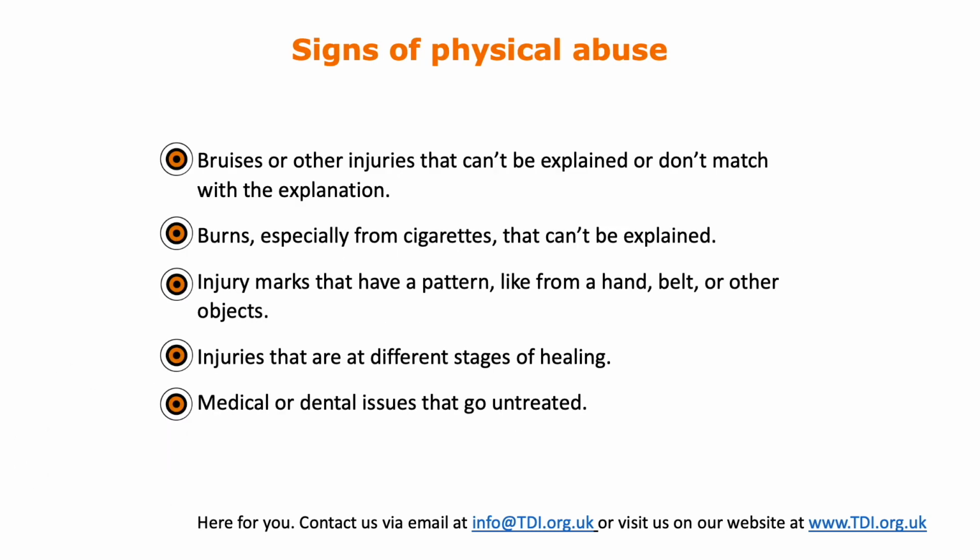Let's look at some possible signs of physical abuse. You might see bruises or other injuries that can't be explained or don't match with the explanation that's offered. Burns, especially from cigarettes, that can't be explained. Injury marks that have a pattern, such as from a hand, belt, or other objects. Injuries that are at different stages of healing. Medical or dental issues that go untreated.